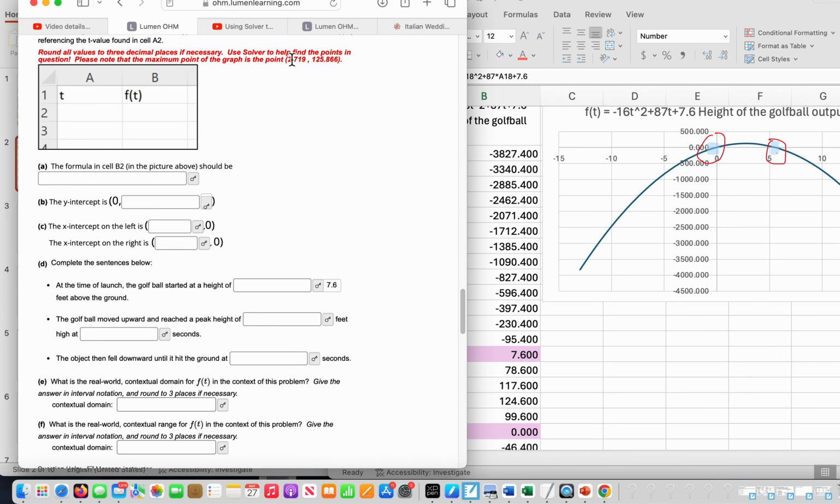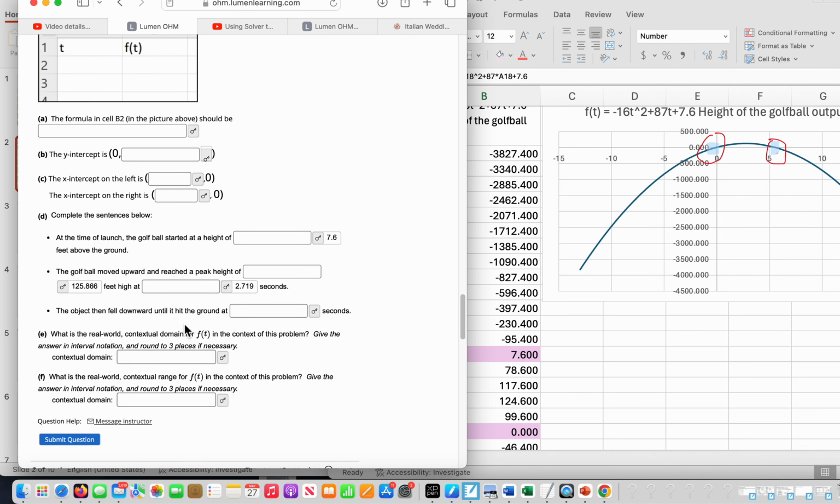But I want you to go back here. In this problem, it told me that at 2.719 seconds, the ball hit a height of 125.866 feet. That's what it's looking for. It gave you this information here telling you the maximum point is at 2.719 and 125.866. So at 2.719 seconds, the height of the golf ball is 125.866 feet. That's the height at 2.719 seconds.